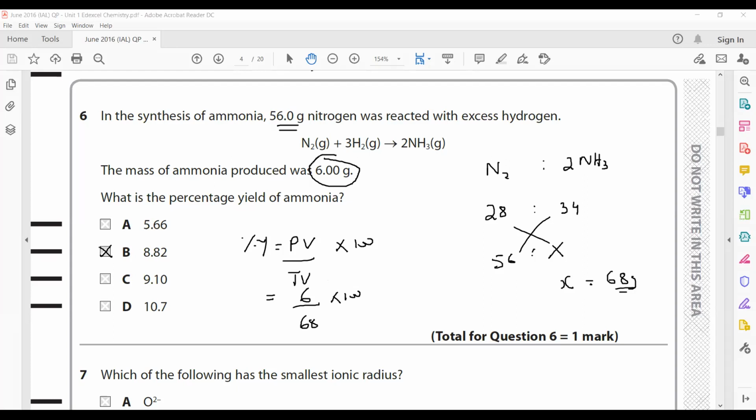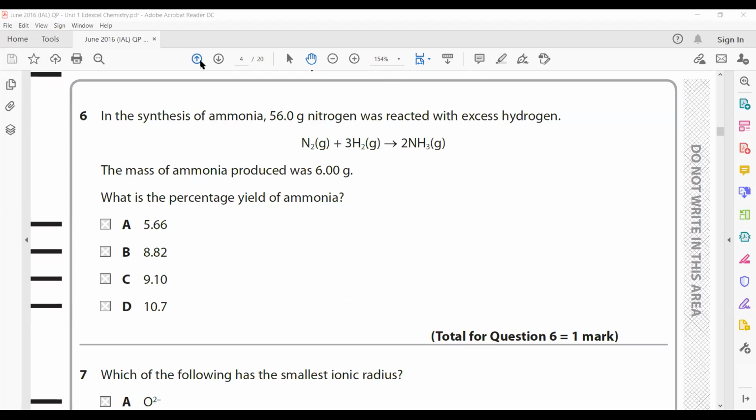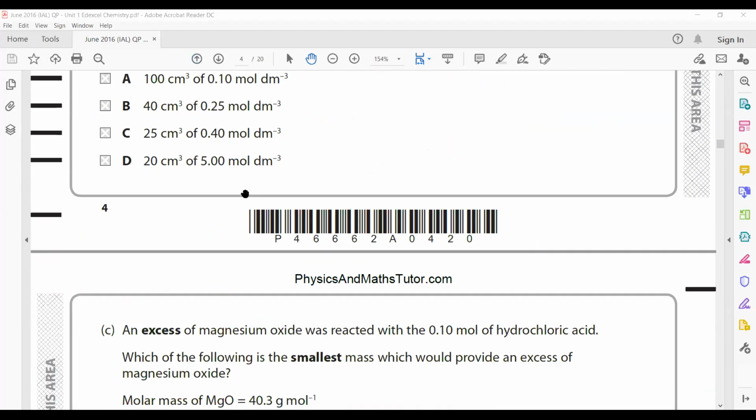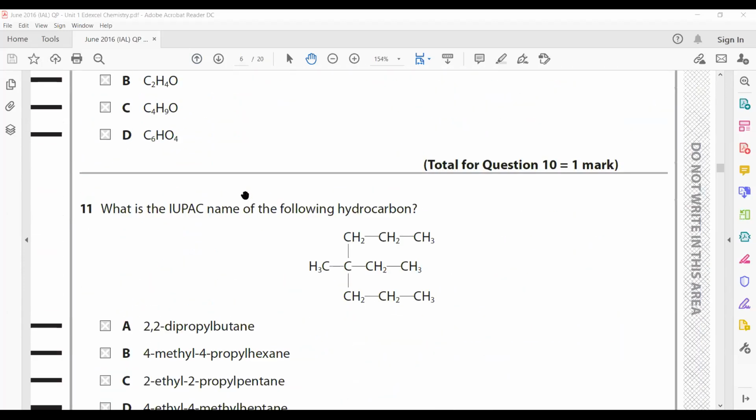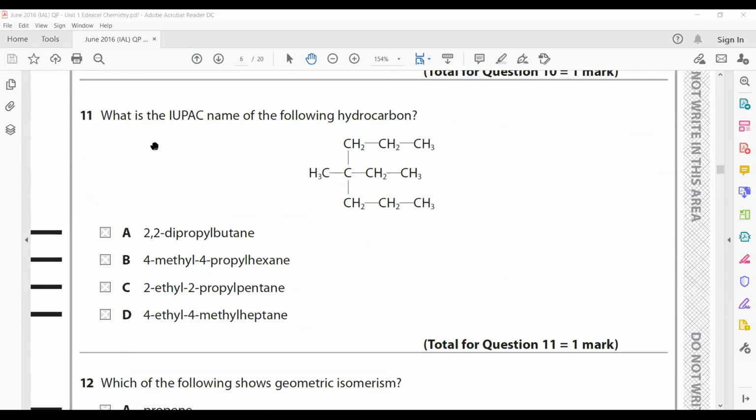Any other doubt in MCQs? From question 1 to question 16. In question 11, what is the IUPAC name of the following hydrocarbon? So first thing, what you have to do, you have to select the longest chain of the carbon.